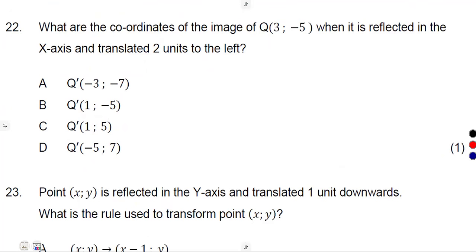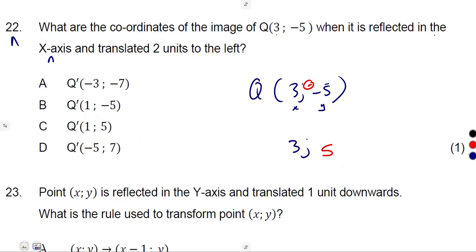Look what is happening here. What are the coordinates of the image of this point Q? So Q is given as 3, negative 5. When reflected in the x-axis, let's start with the reflection in the x-axis. What did I say about this reflection? It affects the y value. So it was going to be 3, then the y value is affected by a negative. So it will be 3, 5.